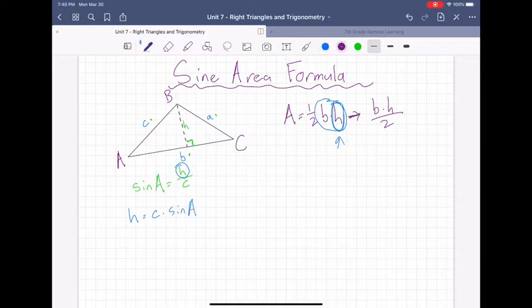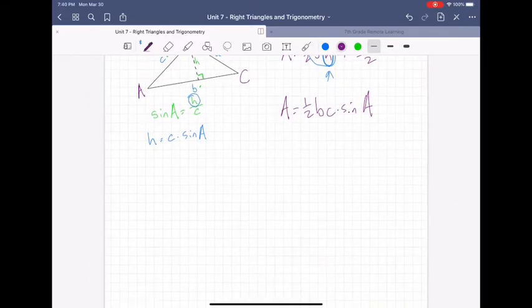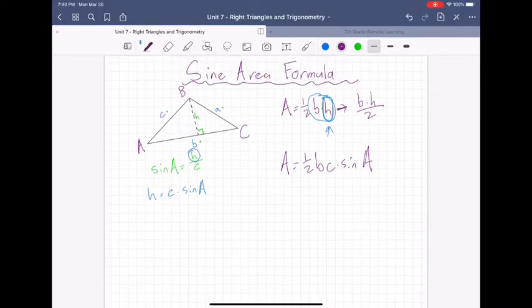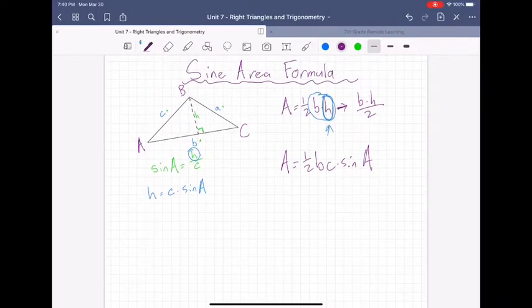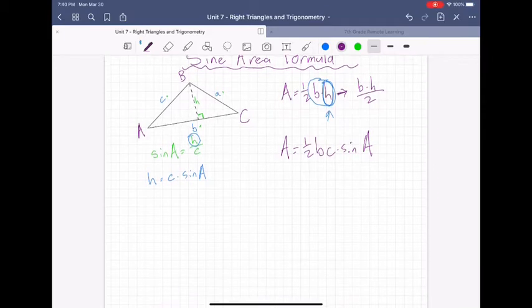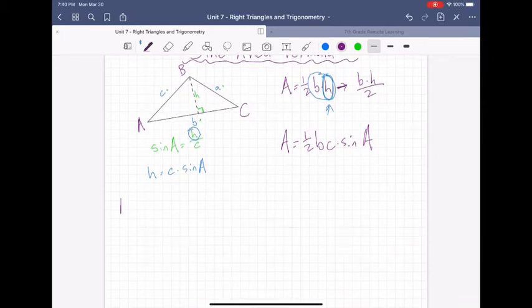And so our new area formula is the area is 1/2 BC times the sine of angle A. Okay, and this more generally can be written, because we don't have to use B, C, and A. We can use any combination of sides and angles. Really what the formula is, is half a side times another side times the sine of the included angle.